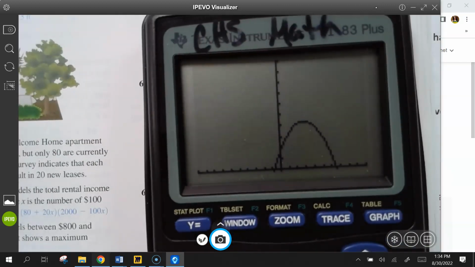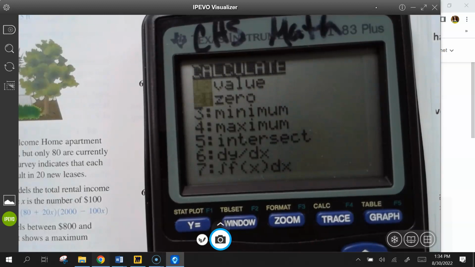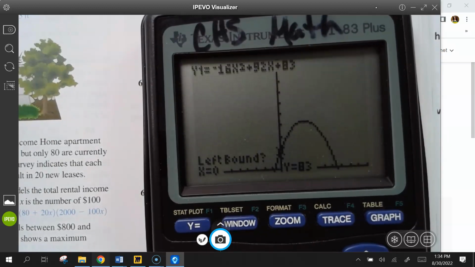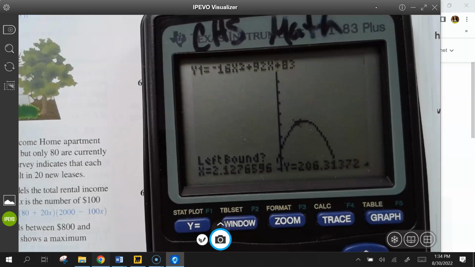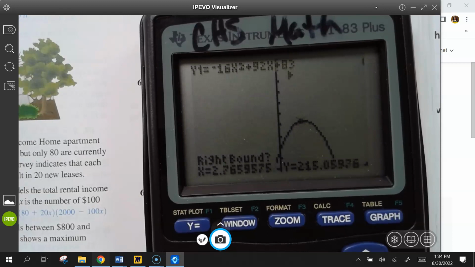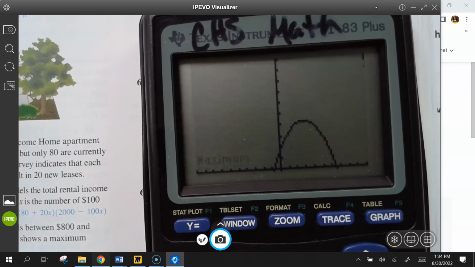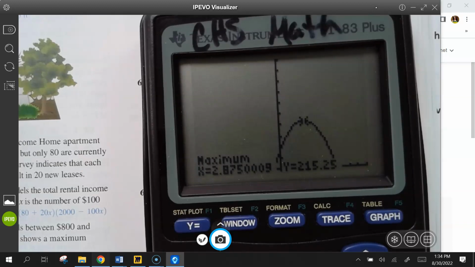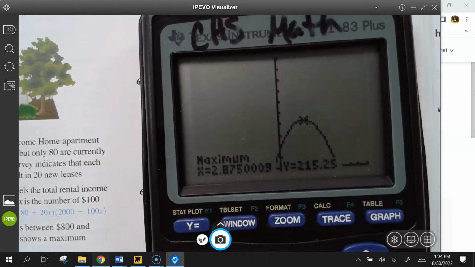Calculate the maximum. Second trace, max. Close to where the maximum is, and then I need to go to the left. All right, so that's pretty close. One more. Okay, I need to go to the left of it and hit enter. I need to go to the right of it and hit enter. And guess yes. So this tells me after 2.875 seconds, the ball hits a maximum height of 215 feet.